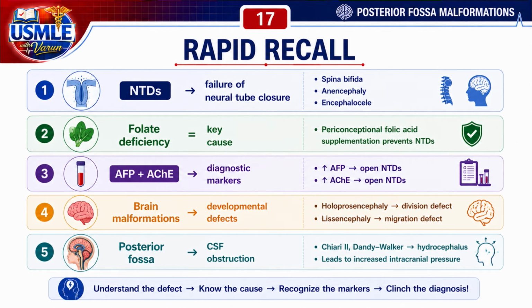Brain malformations are associated with developmental defects. Holoprosencephaly and lissencephaly are a few brain malformations that we have discussed in this video. Coming to the posterior fossa malformations, these could lead to CSF obstruction. Chiari 1, Chiari 2, and Dandy-Walker malformations are a few of them. Chiari 2 and Dandy-Walker are associated with hydrocephalus. This leads to increased intracranial pressure.